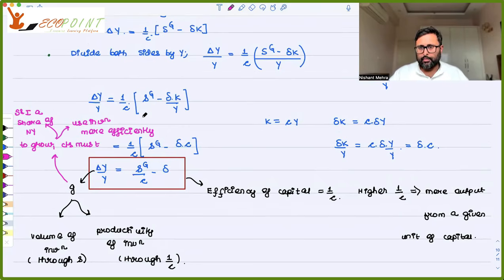And we will do the next part of the Harrod Domar model also. So let me just stop here. We'll take the discussion further in the next.